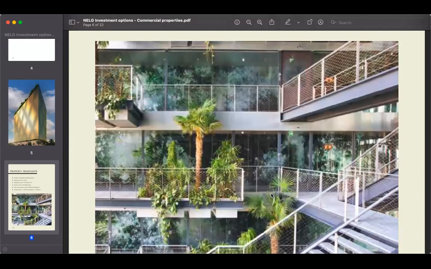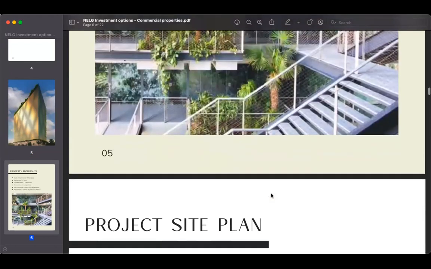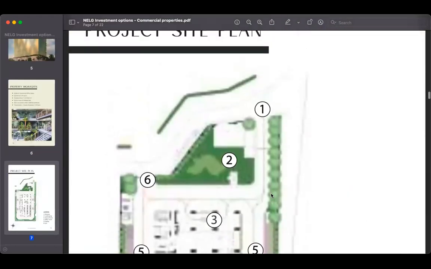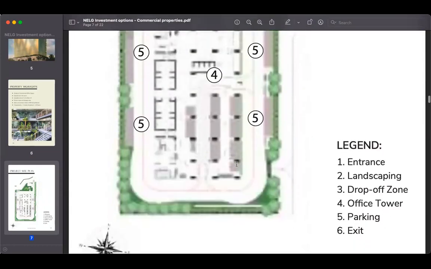And it is IGBC certified and they're following all the norms. That means there's zero waste, more greenery and a more eco-friendly kind of atmosphere in a commercial space, we can see. And this is the project site. So this is the main road, and from there, here is the entrance. And here is the open place. And as per Vastu also it is compatible.